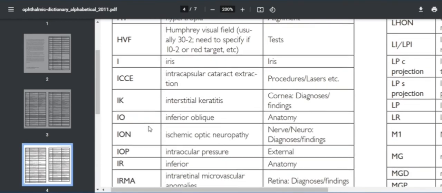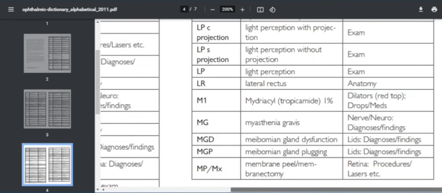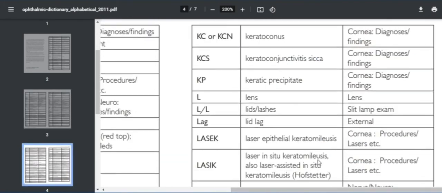Now, IK is the interstitial keratitis. IO, inferior oblique. ION, ischemic optic neuropathy. Intraocular pressure, IOP. Okay, fine. So here, KC, keratoconus. KC is also keratoconjunctivitis sicca. KP is the keratic precipitate.